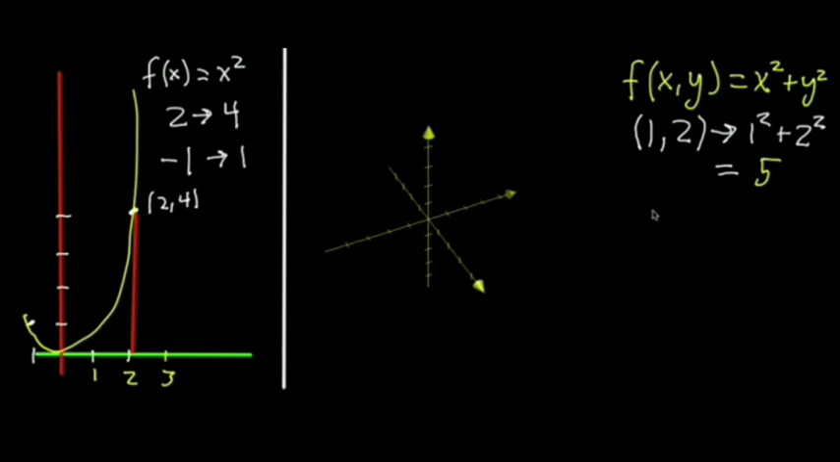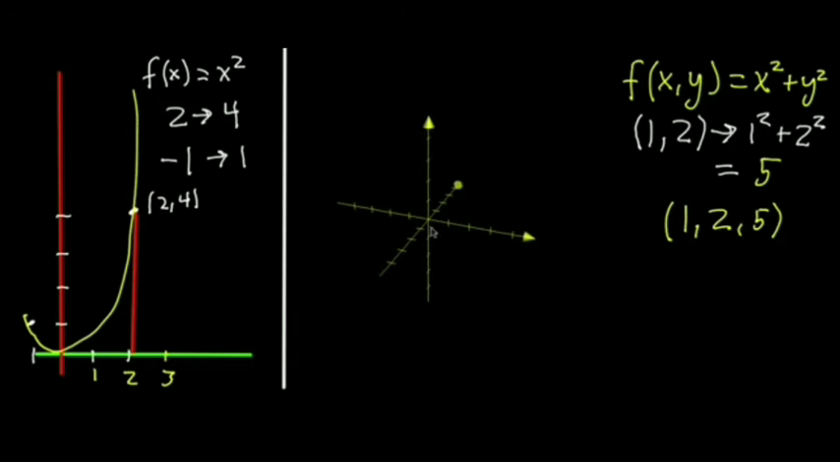Well, if we want to pair these things together, the natural way is to think of a triplet. In this case, you'd want to plot the triplet 1, 2, 5. To do that in 3 dimensions, we'll take a look over here. We go 1 in the x direction. This axis here is the x-axis. Then we go 2 in the y direction, and then 5 up. That gives us a point in space, and that's a given input-output pair.